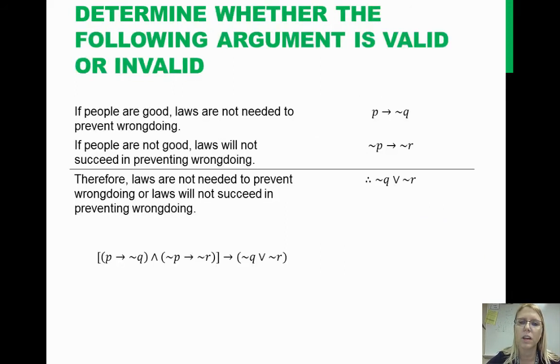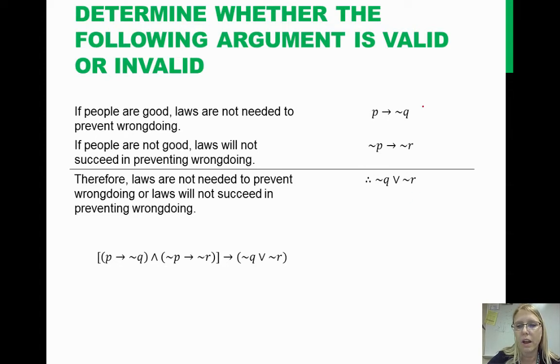Okay, so I want to look at this one because sometimes we have to determine whether or not we're going to have to make a truth table or not. And this particular one, we have people are good, laws are not needed to prevent wrongdoing. So we have P, then not Q. If people are not good, not P, then laws will not succeed in preventing wrongdoing. That would be not R. Therefore, laws are not needed to prevent wrongdoing, or laws will not succeed in preventing wrongdoing.